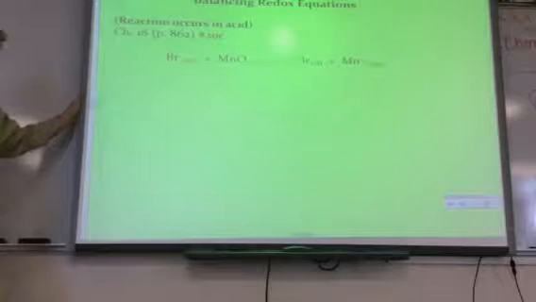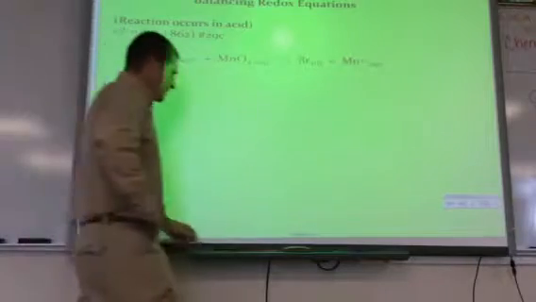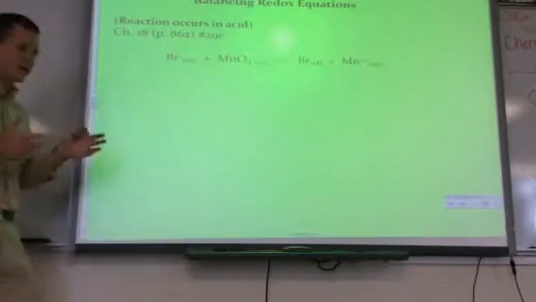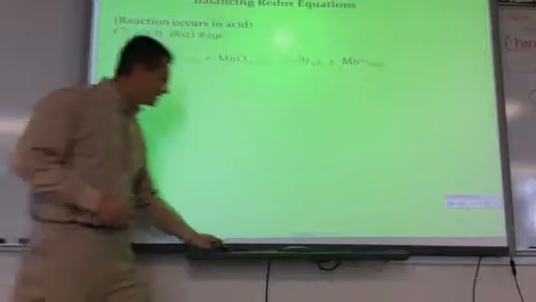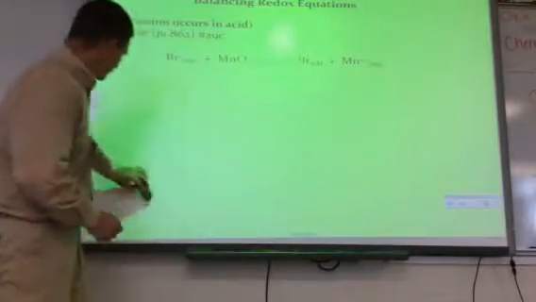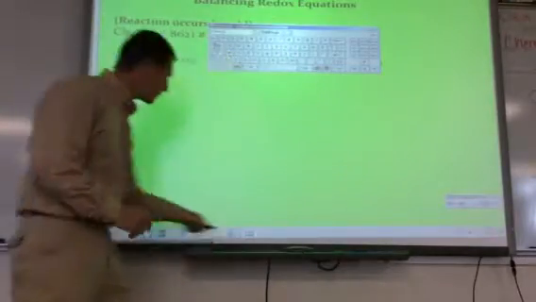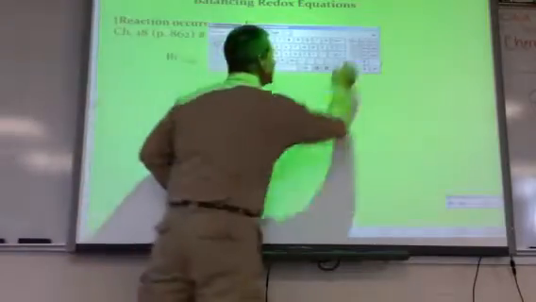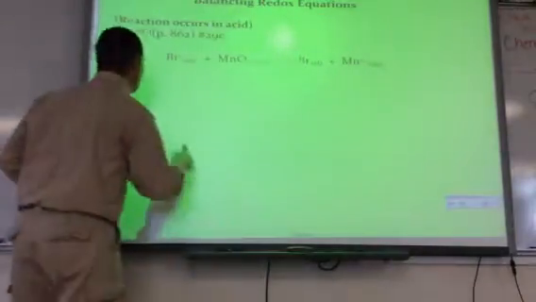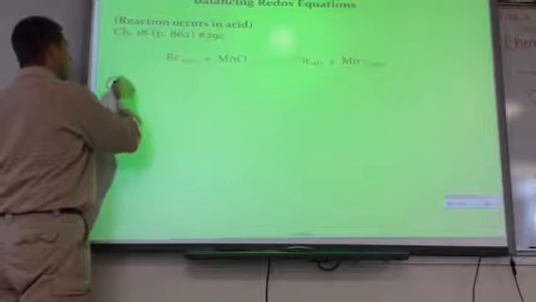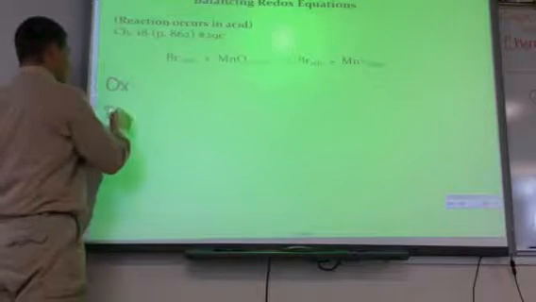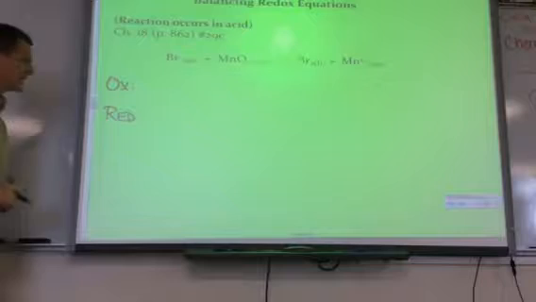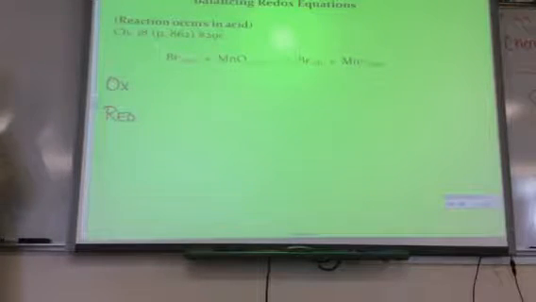So when you have this thing to balance, and we've decided you can't balance it conventionally or by inspection because you have the absence of the O's on the one side, that means we're stuck balancing using the half reaction method. And in the half reaction method, we're going to, over in the margin, give ourselves an ox and a red, oxidation and reduction.